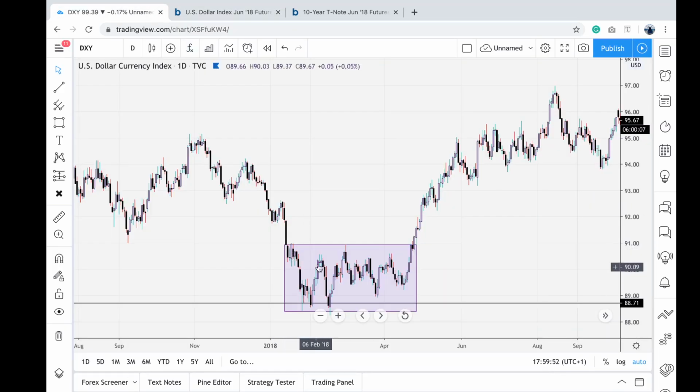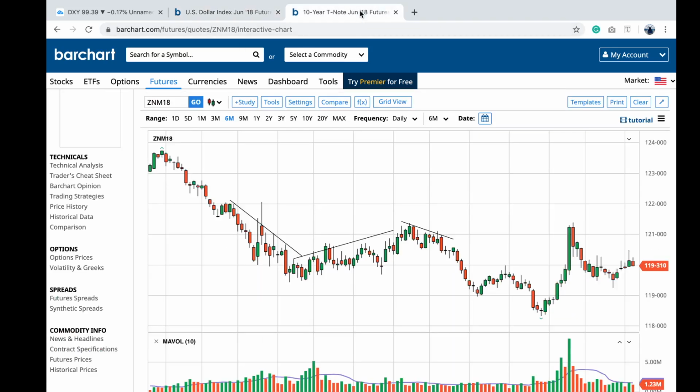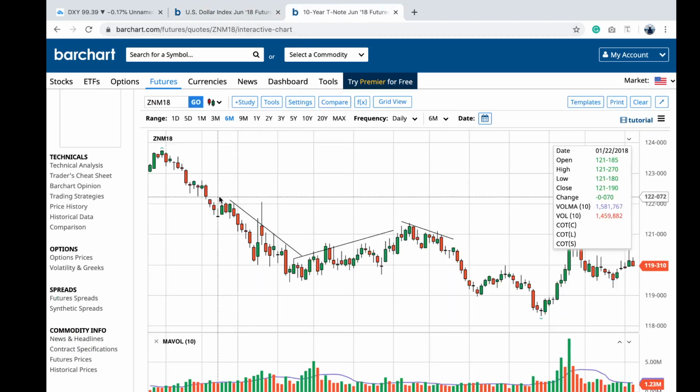This is a reflection of the dollar. Look how the dollar kept making a range. The reason being that at that point where the dollar was making a range, the US dollar futures contract was making lower lows, and at the same time, the 10-year treasury was also making lower highs. Okay, which is not meant to be.